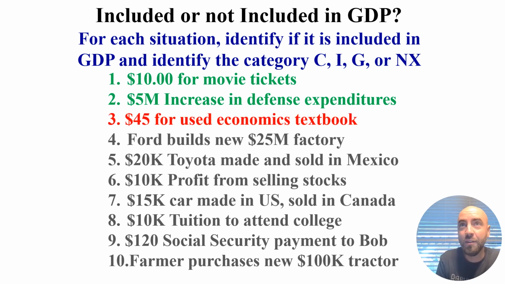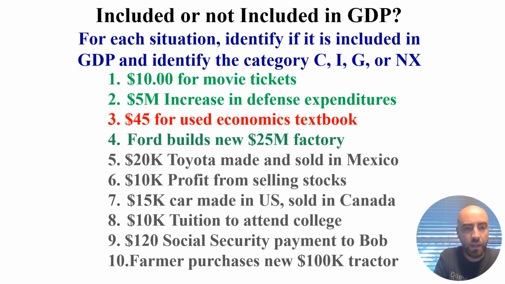And the reason is it's already been counted. When this economics textbook was purchased as a new textbook, it would have been included in GDP. But now it's a used textbook, so we've already counted it toward GDP at some point, whoever bought the original new textbook. So we can't count this used good again. And that's true of all used goods, in fact. Number four, Ford builds a new $25 million factory.